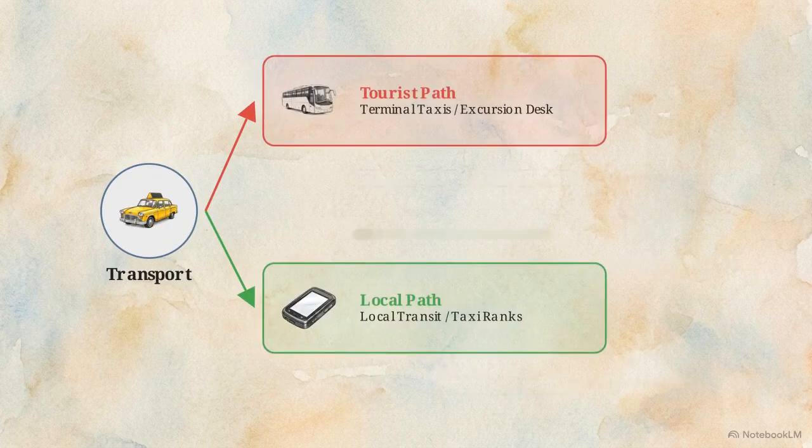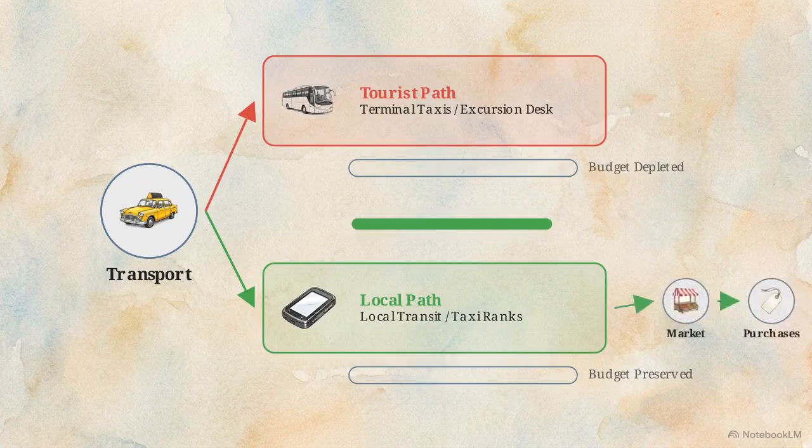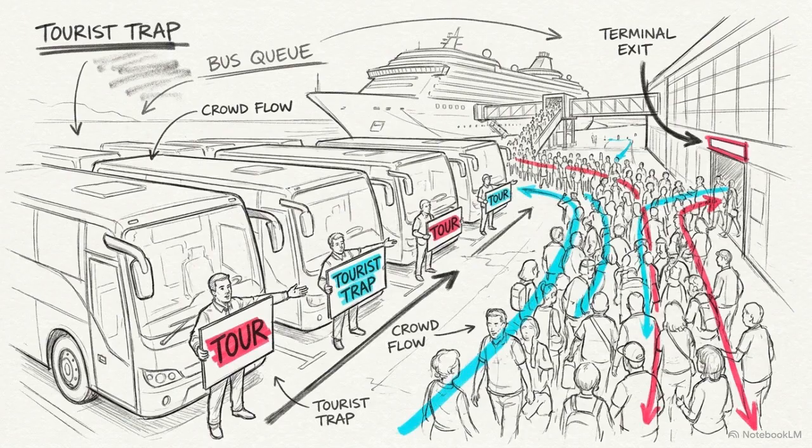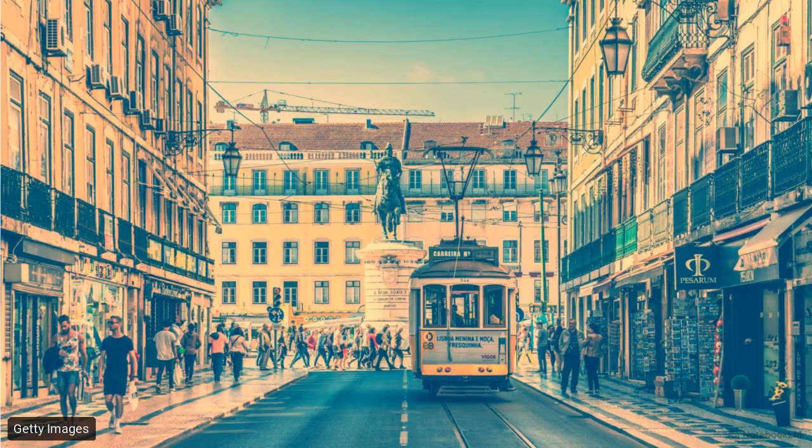Let's zoom in on the first node, transport. How you navigate this moment dictates your budget for the rest of the day. The excursion desk and taxi touts at the terminal price their services for tourists, but local taxi ranks and public transit lines are priced for residents.